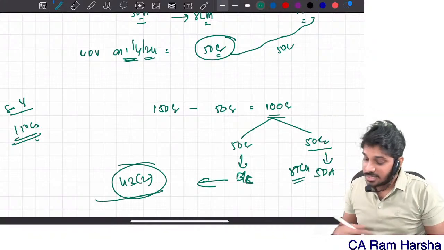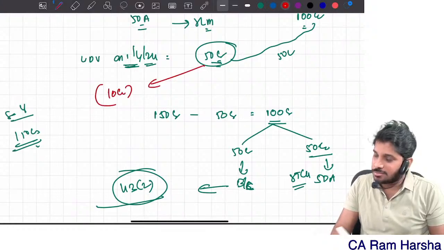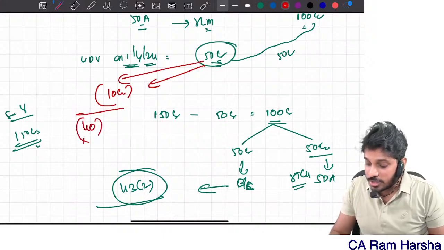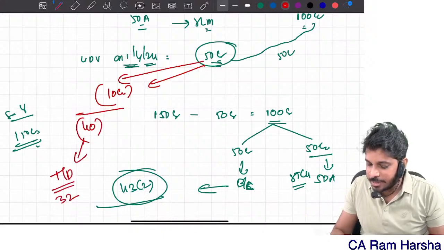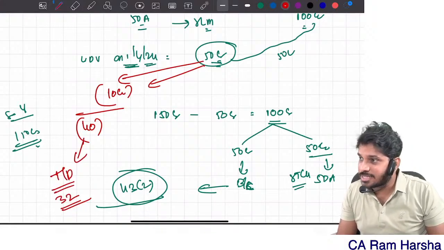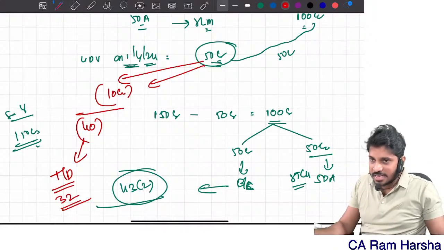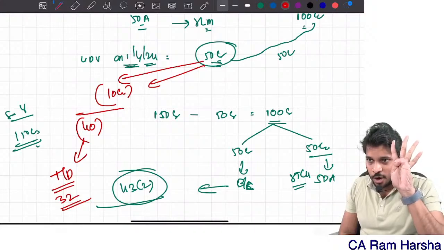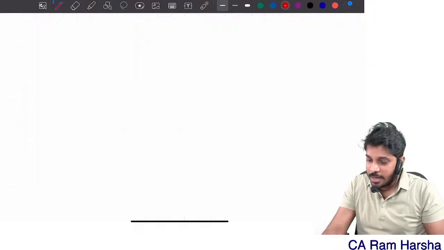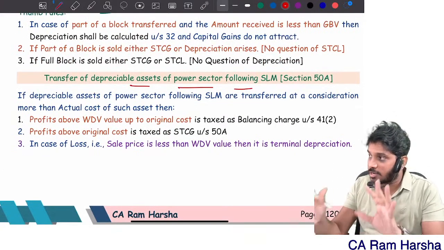That's it. Sir, actually WDV is 50, sir. I sold this asset for 10 crore only, sir. Then 50 minus 10, what is the loss? 40 crore. This is straight away treated as terminal depreciation under section 32. This we already covered once in PGBP. That's it. Section 50, depreciable asset: how to compute capital gains, we completed. Section 50A, how to compute capital gains, we completed. And that entire point, transfer of depreciable assets, all that we have given here.